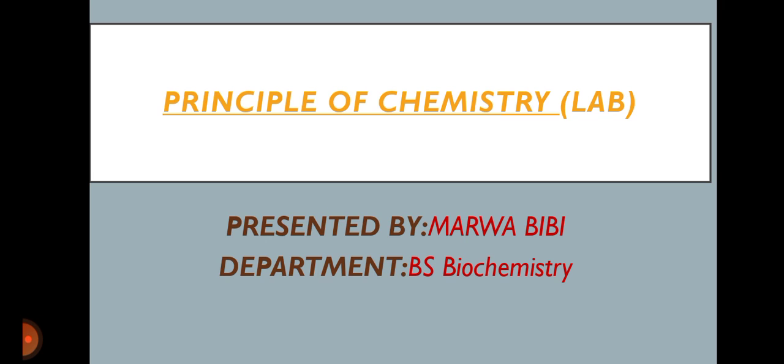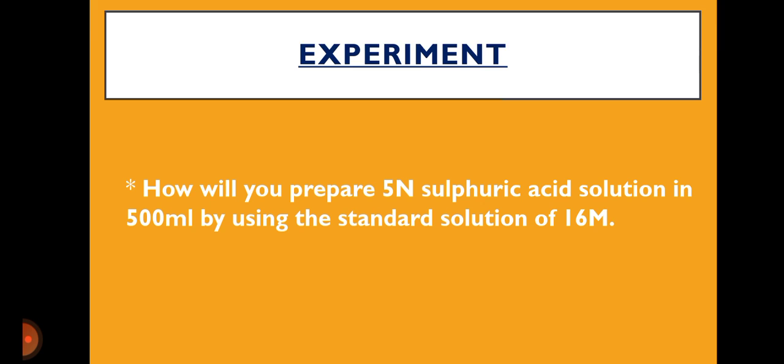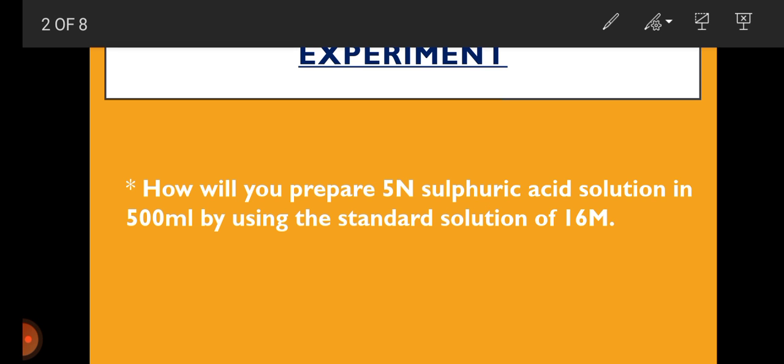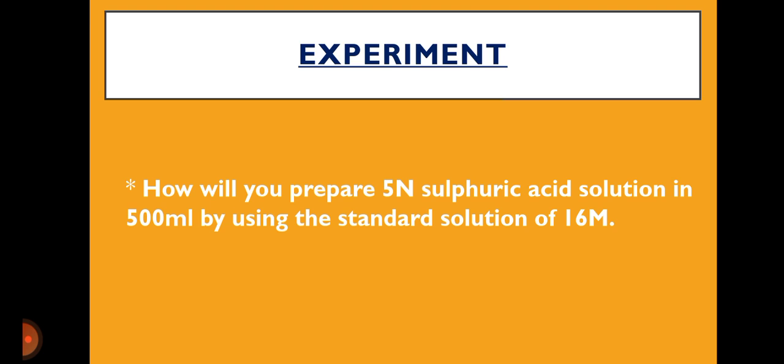Let me start my presentation by introducing myself. I am Marwa Bibi from the BS Biochemistry Department, and today I'm here to present for the subject Principles of Chemistry Lab Work. The experiment which I'm going to present is how to prepare 5N sulfuric acid solution in 500 ml by using the standard solution of 16 molar. In this experiment, we will prepare 5N sulfuric acid using the standard solution of 16 molar.